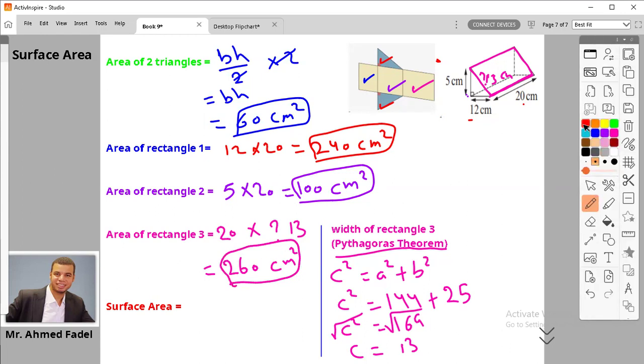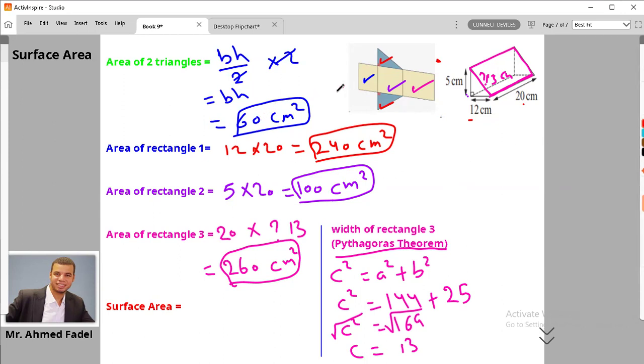Now we're going to go to the surface area. The surface area is the area of the two triangles that we found over there, which is actually 60. I add to it the 240 and add to it 100, and the final one is 260 centimeters squared. The surface area is going to be 660 centimeters squared. This is the surface area.